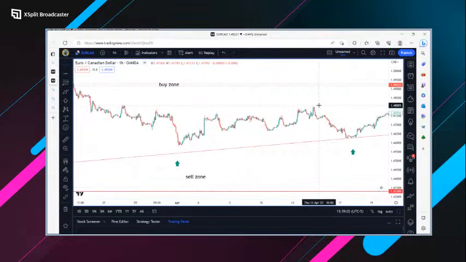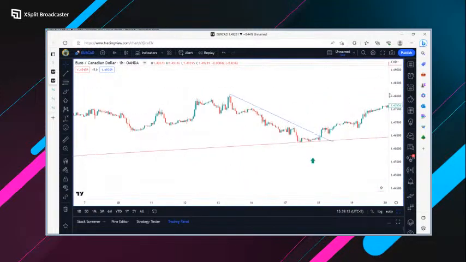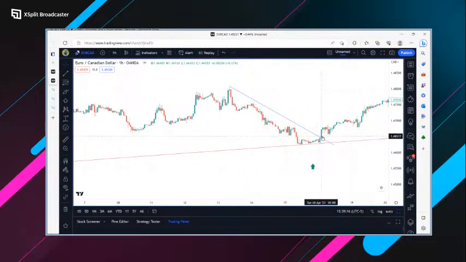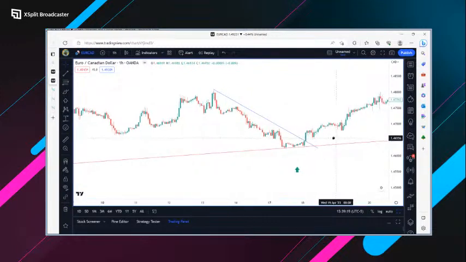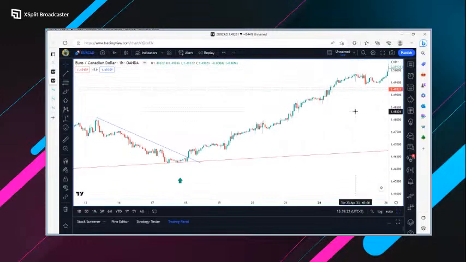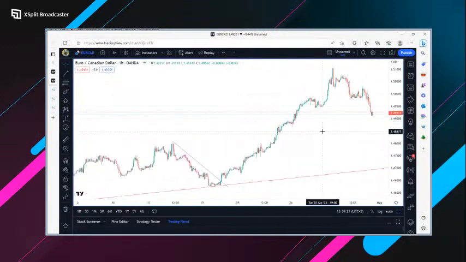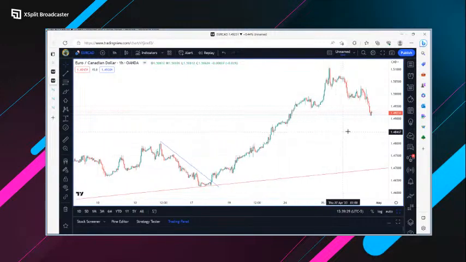Boom, here we go again. Market touches the trend line, counter trend line. There it is. Counter trend line, buy the market here. Market goes in your favor. Boom, boom, boom. Now, current market price.